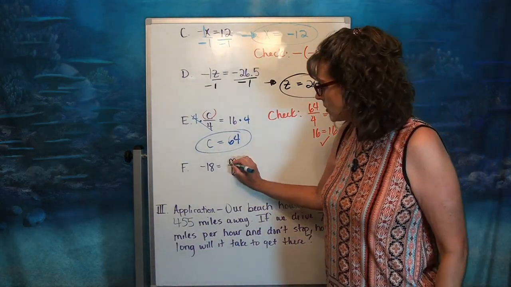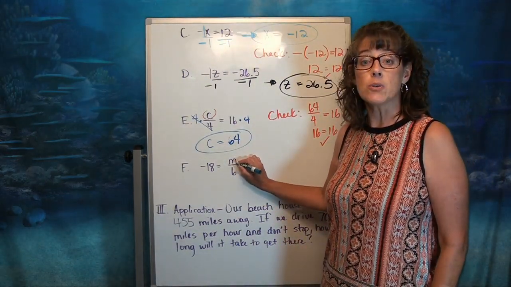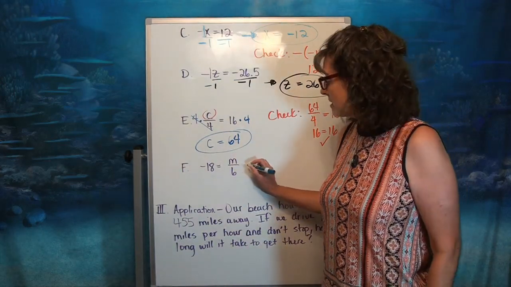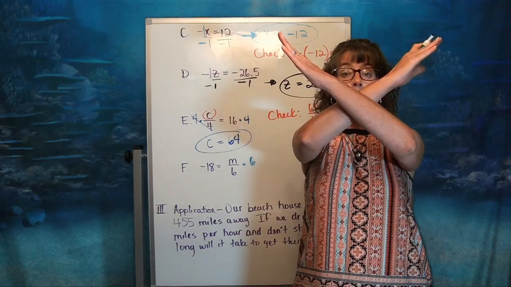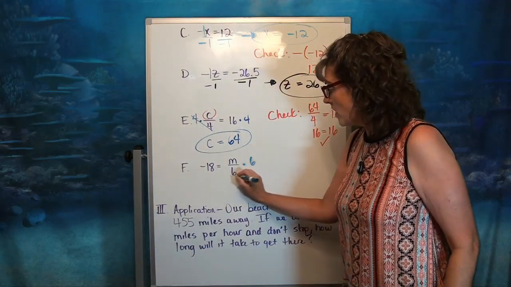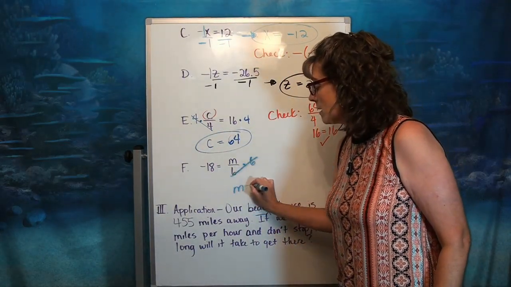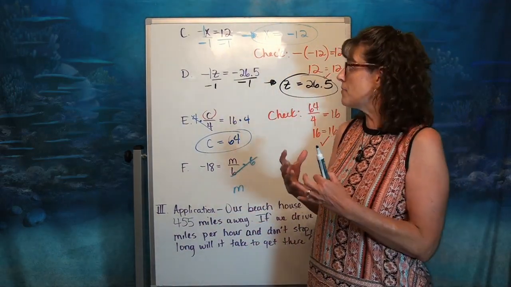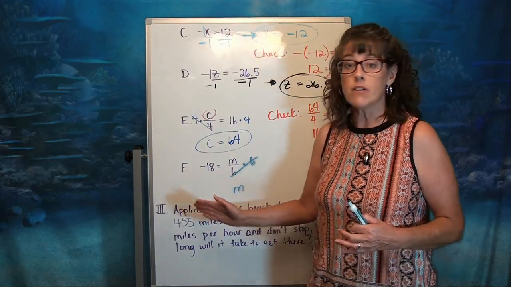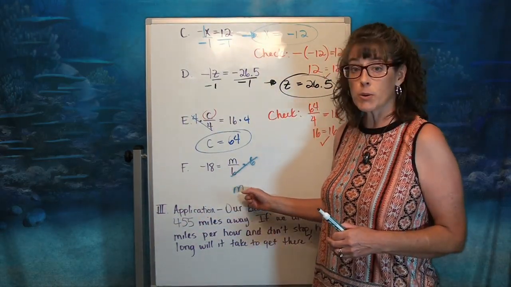So once again, here's that variable. What has been done to it? It has been divided by a 6, so I'm going to multiply by 6. And there's the idea of canceling on those diagonals because I'm multiplying fractions. The 6's will cancel, giving me the m by itself. And like I said before, I like examples like this because we get hung up thinking that variable has got to be on the left. It doesn't. It's okay for the variable to be on the right.